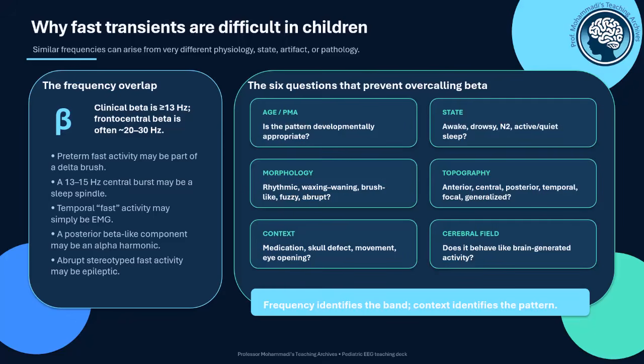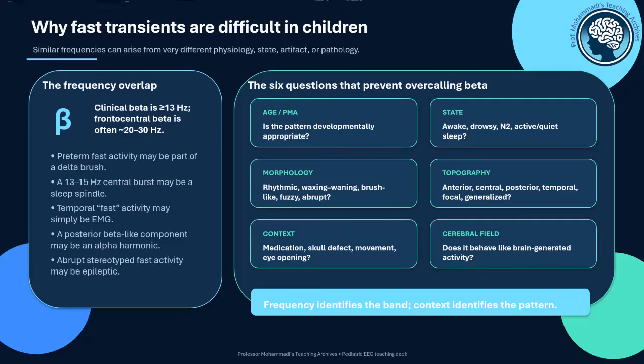Is the pattern appropriate for the age or postmenstrual age? What is the behavioral state? What does the waveform actually look like? Where is it distributed? Is there an important clinical context, such as medication, movement, eye opening, or a skull defect? And finally, does the activity have a plausible cerebral electrical field? The key teaching point is simple. Frequency tells us the band, but context tells us the pattern.